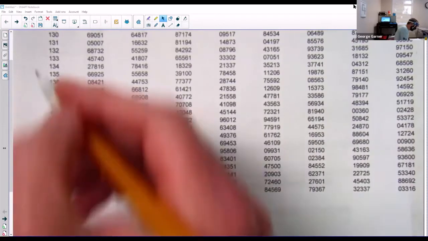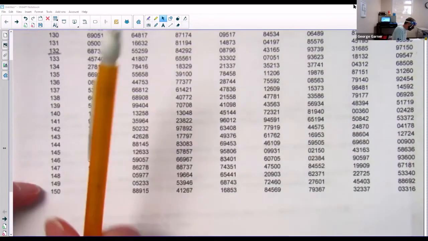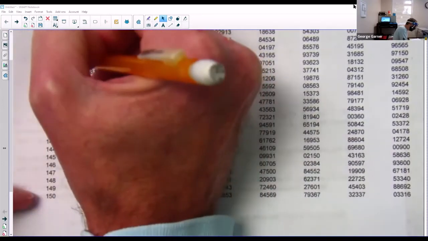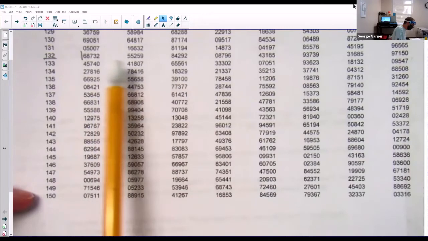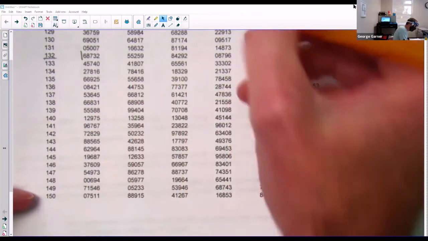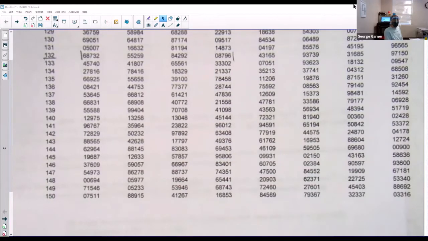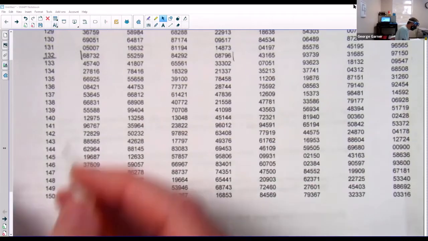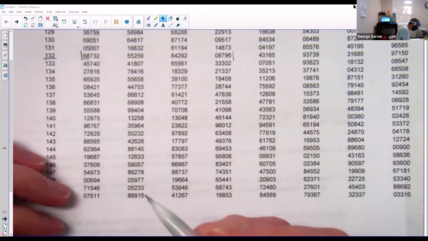So here's line 132 right there, and I need to section off not 10 because we're not doing single digits, we need to section off 20. So 5, 10, 15, 20. And anything below 73 is going to be employed. So here goes. 68 is employed, 73 is not.